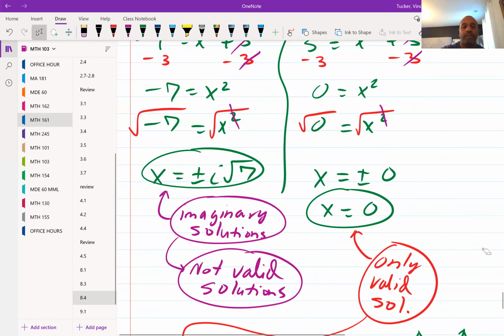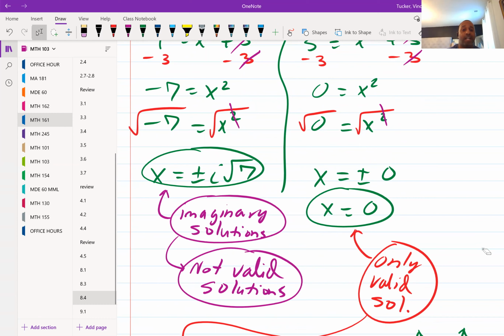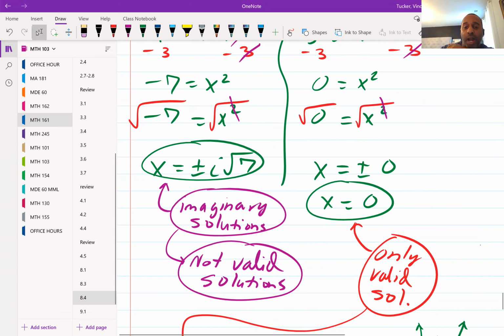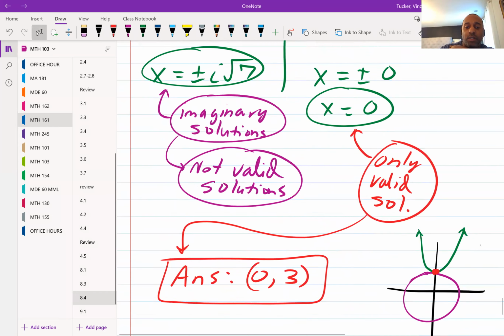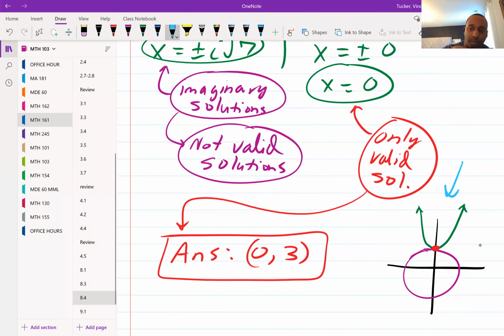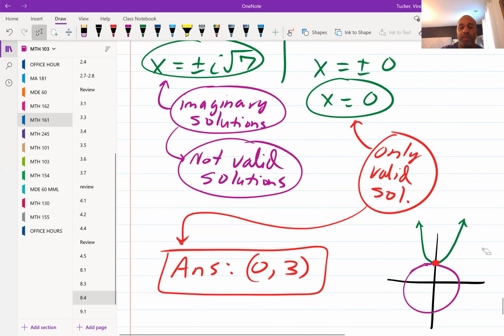So when we look at what we have, plus or minus i square root of 7 are imaginary, and they're not valid solutions for us when we talk about graphing on a two-dimensional plane. And here, that means our only valid solution is when x is 0 and y is 3. So that's what we got right here. And then once again, here's my rough sketch of the parabola and the circle meeting at the vertex, which is 0, 3, the only point. That's the solution. All right. So try these out. Let me know if you have any questions.